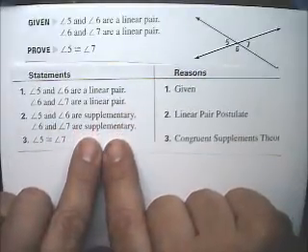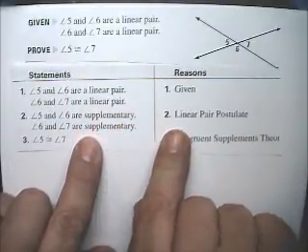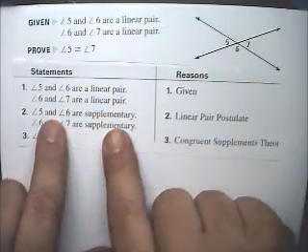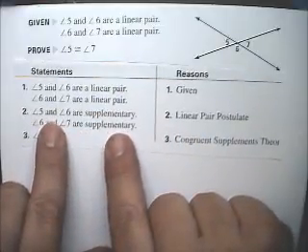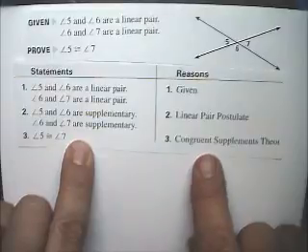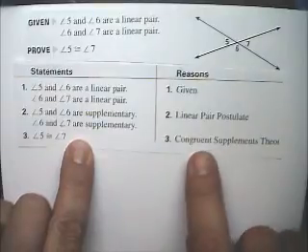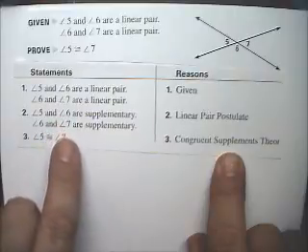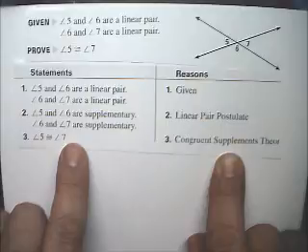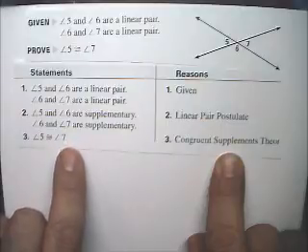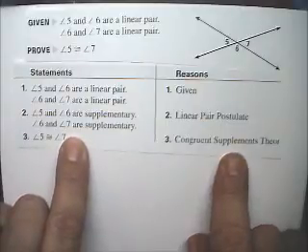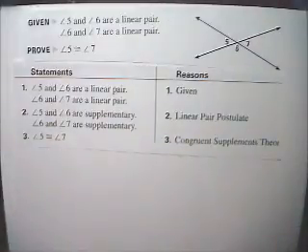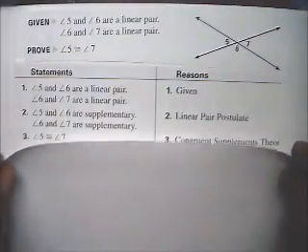So the linear pair postulate says that these pairs are going to be supplementary. And then there was this congruent supplements theorem: two angles supplementary to the same angle are congruent. Well, I'll just show you that maybe that's not the way you have to think about it.